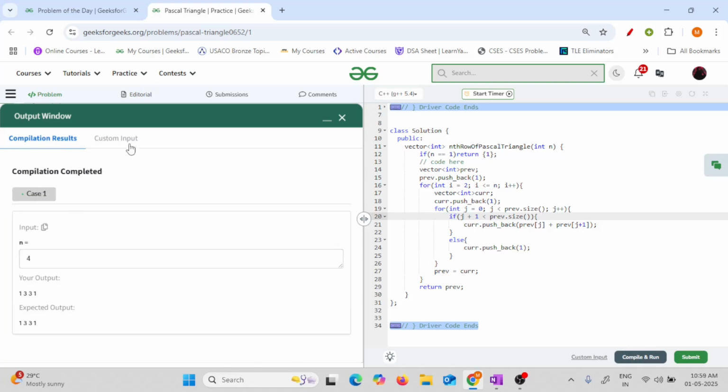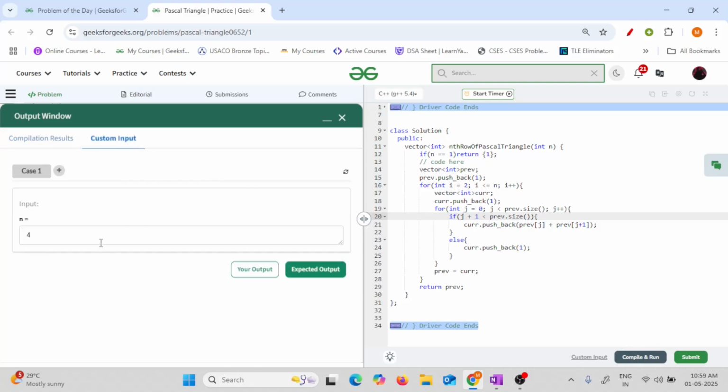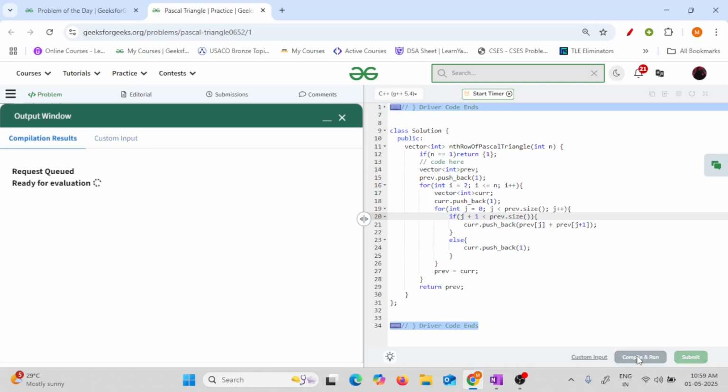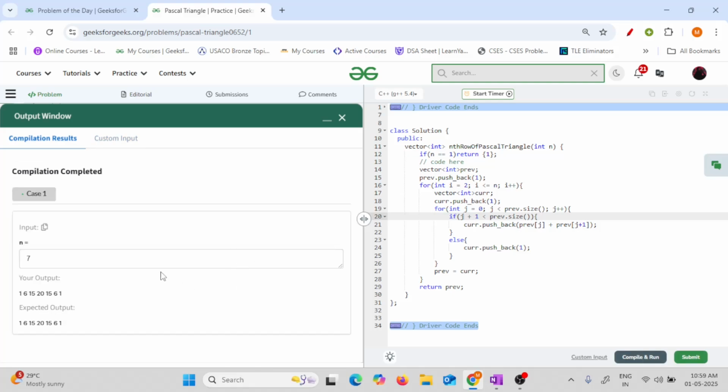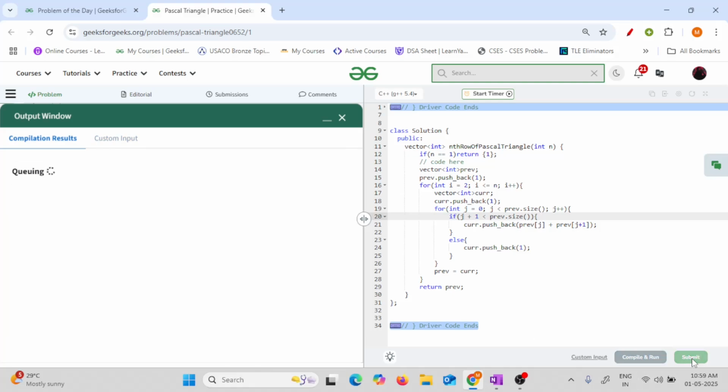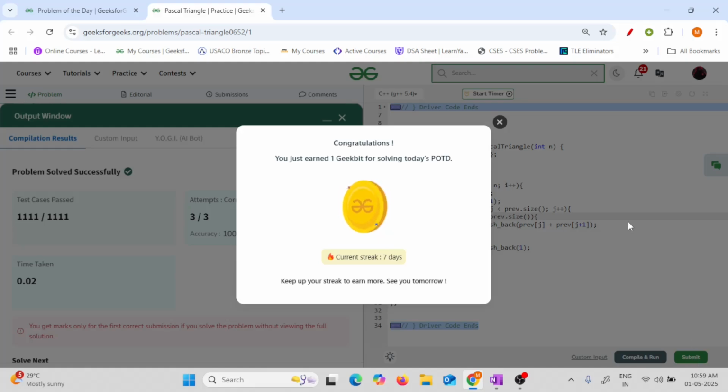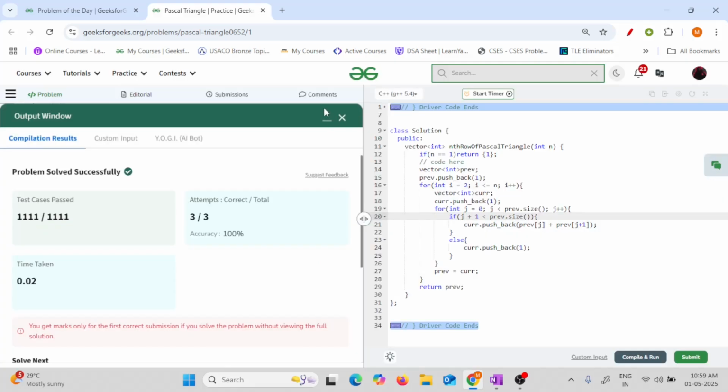So yes, we get a similar output. Let's try with a random input, which is 7. Let's see whether it's matching the expected output or not. If it is, then we'll submit it. Okay, so it's matching the expected output, so I'm going to submit it. Okay, so yeah, it got accepted.